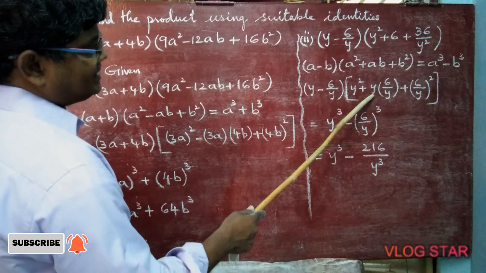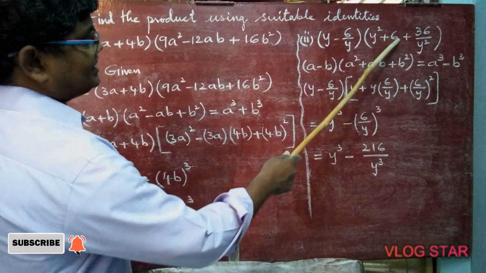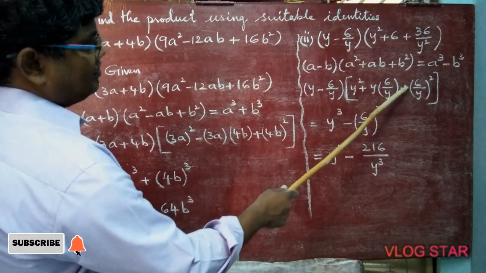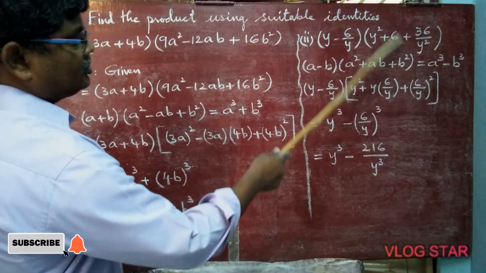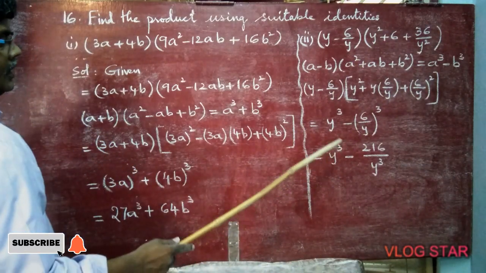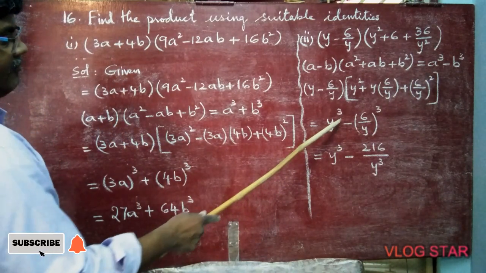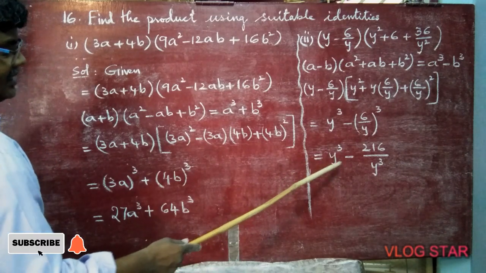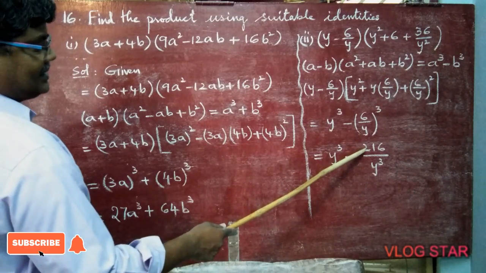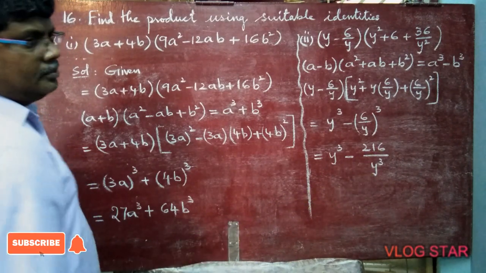In the place of a, y is there. In the place of b, 6 by y is there. y gets cancelled and plus 6 is remaining. Next, plus 6 by y whole square, 6 6s are 36 by y square. So both suitable. Now, which formula? a cube minus b cube. In the place of a, y cube, minus 6 by y whole cube. y cube as it is, minus 6 6s are 36, 36 6s are 216 by y cube.